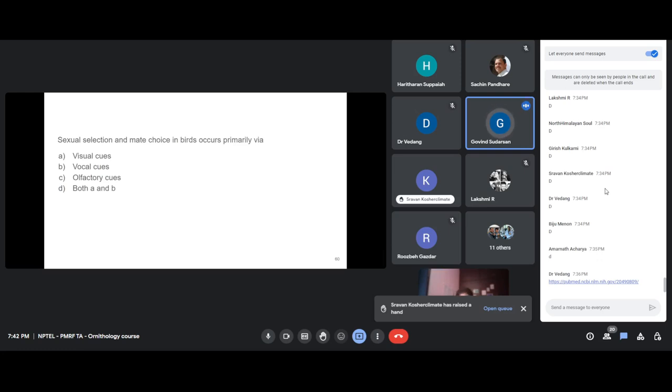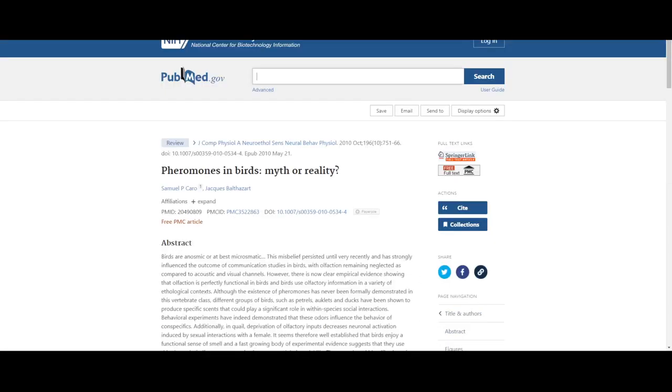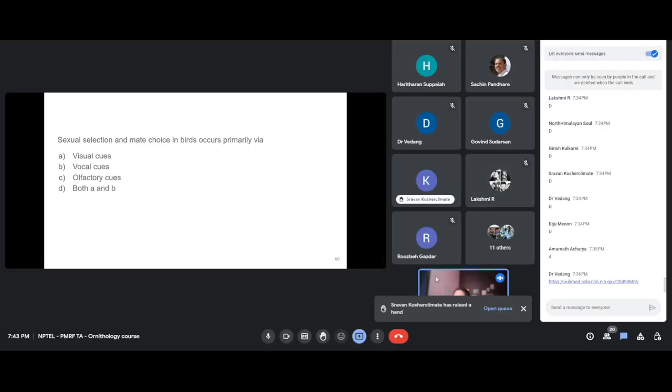I think albatrosses have that. What, sexual, I mean, or mate choice based on olfaction or something? No, I mean, albatrosses, I think, have a high olfactory sense. I'm not sure though. Okay, I remember seeing it somewhere. Yeah, sure. And I think we can just follow up on this paper that has been shared by Vedang.